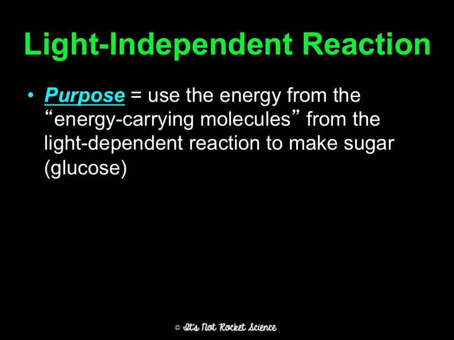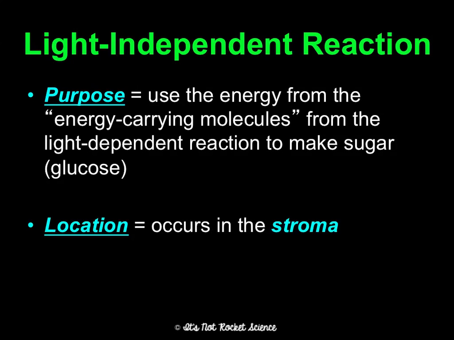Alright, second step is the light independent reaction. The purpose of it is to use the energy from the energy-carrying molecules from the dependent reaction, aka ATP and NADPH, and we're going to make sugar, glucose. So we're storing energy in glucose. This happens in the stroma, or the syrupy part. Remember, second part is in the stroma.